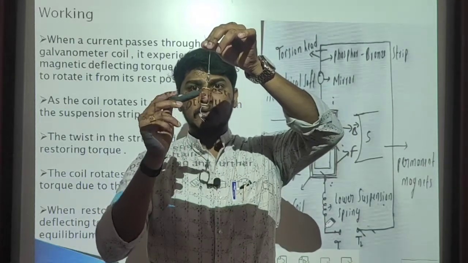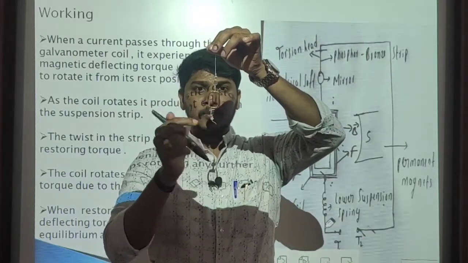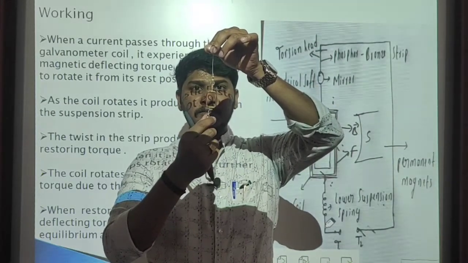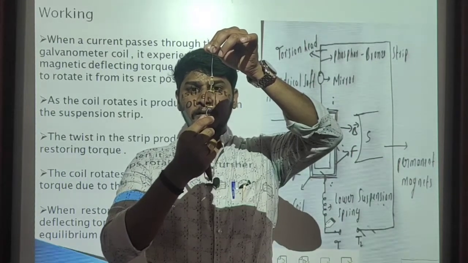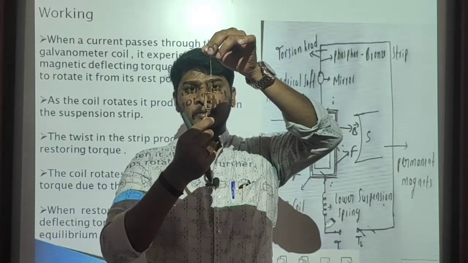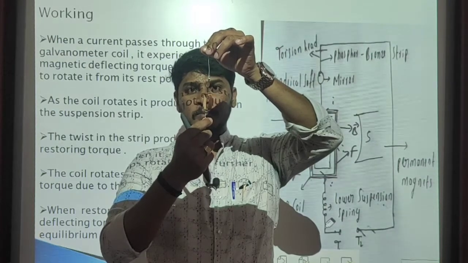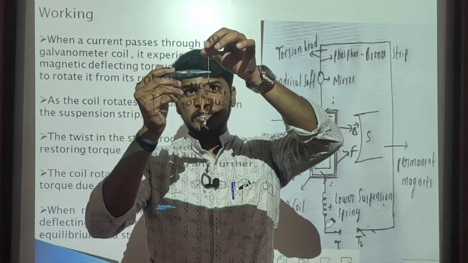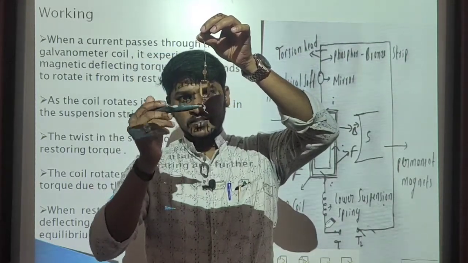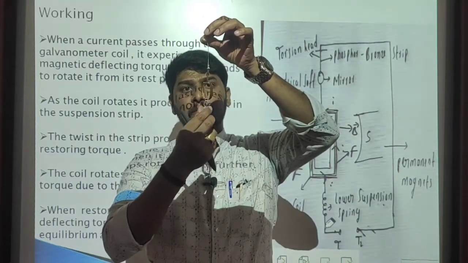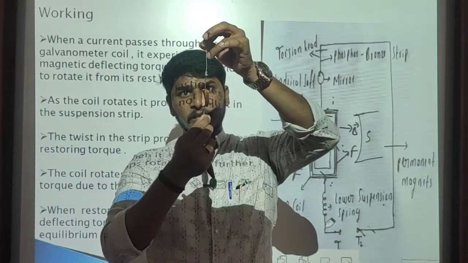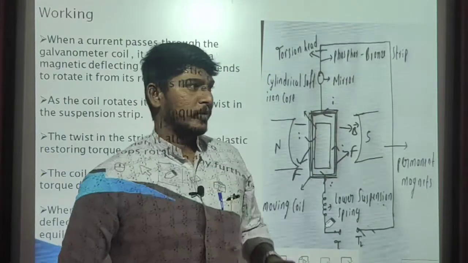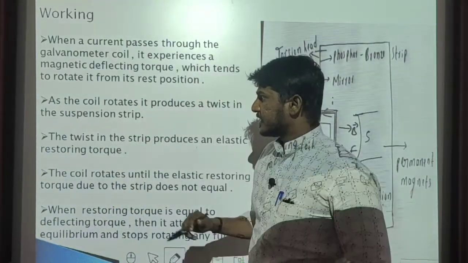When current I flows through this copper coil in the presence of a magnetic field, the coil experiences torque. Due to this magnetic deflecting torque, the coil rotates from its initial position to some position. When the coil rotates, it produces a twist in the suspension strip and in the suspension spring. This is the second point.